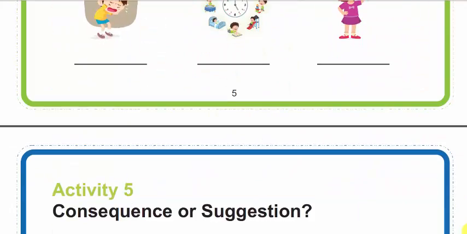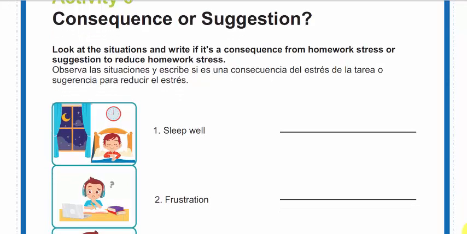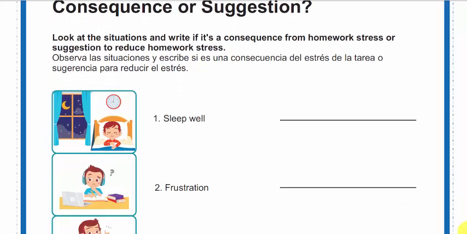Let's continue with the next activity, number 5, consequence or suggestion. Consecuencia o sugerencia. Look at the situation and write if it is a consequence from homework stress or a suggestion to reduce homework stress. Vamos a observar las imágenes y vamos a poner si esto es una consecuencia o sugerencia de acuerdo al estrés por la tarea o reducir el estrés por la tarea.